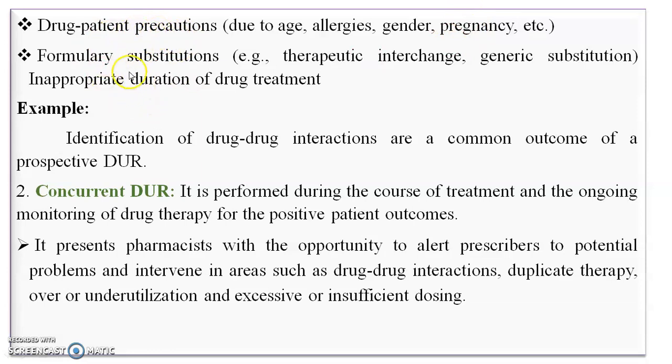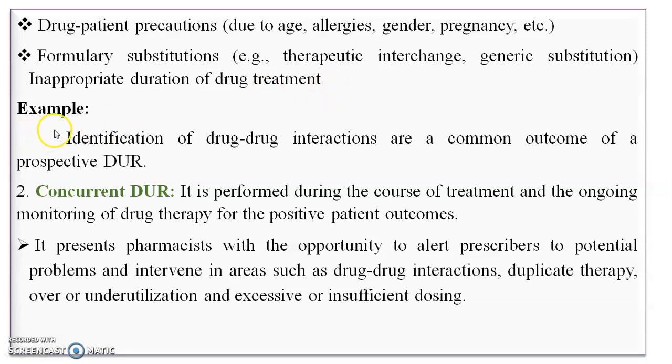And coming to the next, formulary substitution. For example, if a particular drug is not added in the formulary or hospital formulary, that has to be done. For example, therapeutic interchange, if any particular class has to be interchanged, that has to be done here. Generic substitution: if any particular generic substitution is not there in the formulary list of the particular hospital, that has to be added. And if inappropriate duration of drug treatment is present, that can be minimized by doing prospective DUR.